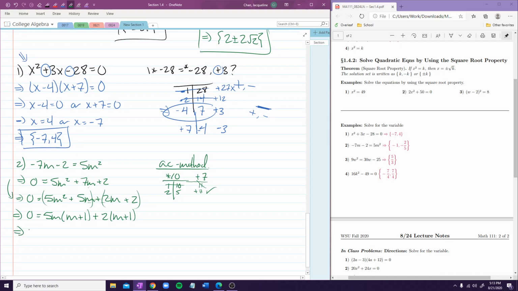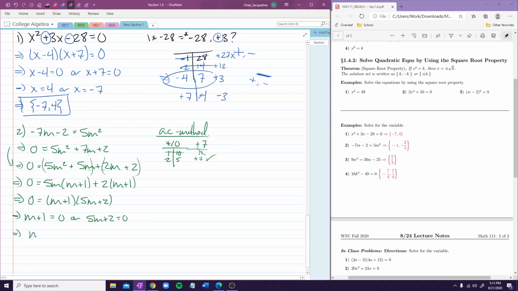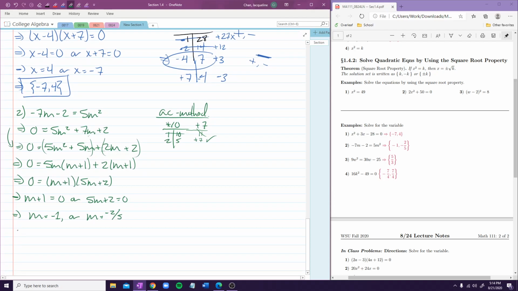Okay, let's continue. I look at these two terms, and I notice I have an m plus 1 in common. So I'm going to factor out that m plus 1. When I do that, I am left with 5m plus 2. Now I can use the zero product property. So m plus 1 is equal to 0, or 5m plus 2 is equal to 0. Then m is equal to negative 1, or m is equal to negative 2 over 5. Again, you are all capable of checking this yourself, so I'll leave that for you. But our answer is negative 1 and negative 2 over 5.